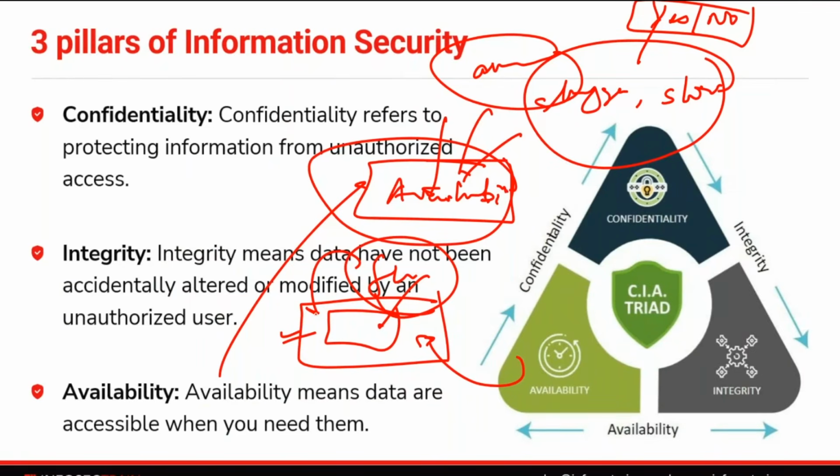So here, why is the availability pillar important? It is important because from the Amazon.com perspective, they can lose their customer base.